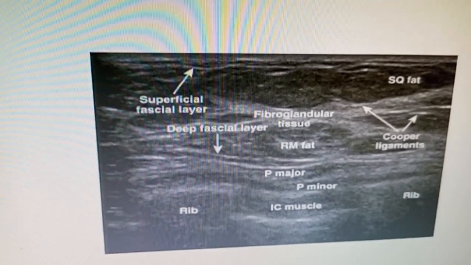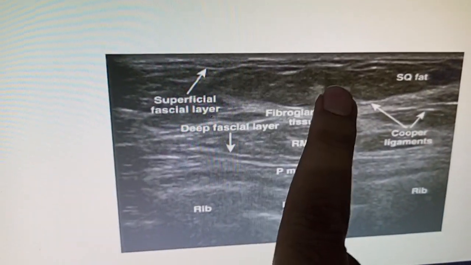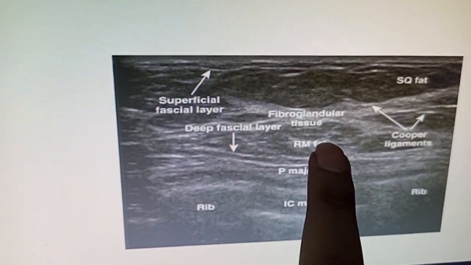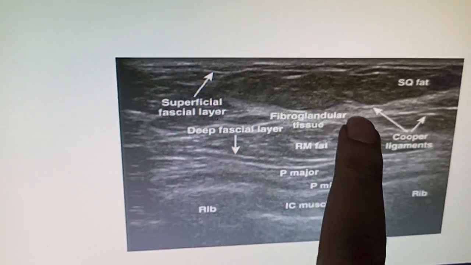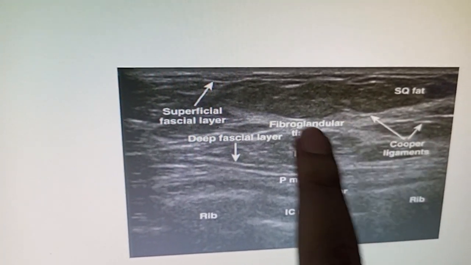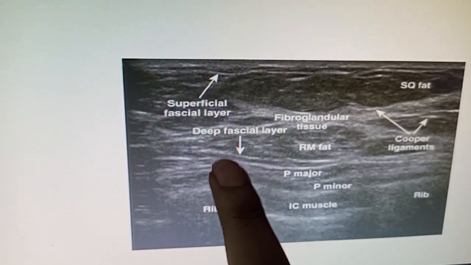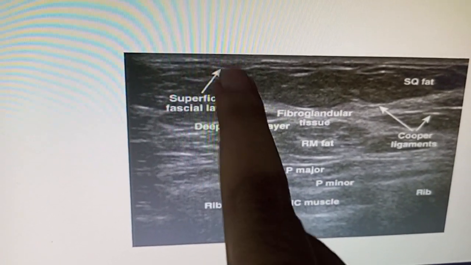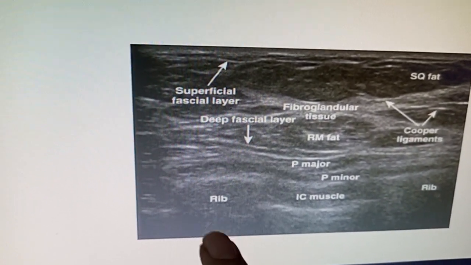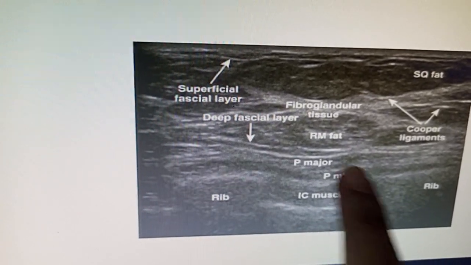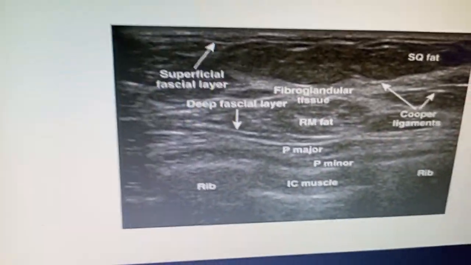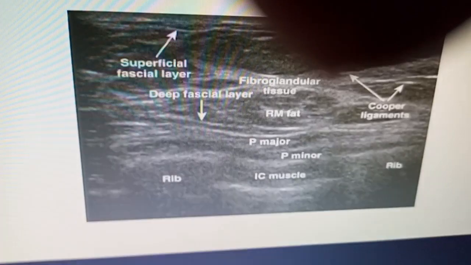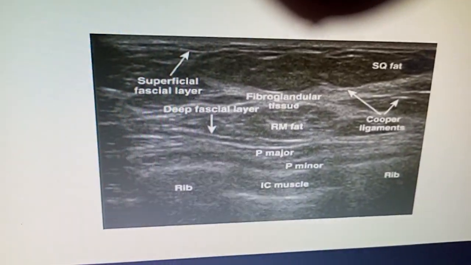I will show you. This is the subcutaneous fat, this is the retromammary fat, this echogenic area is the fibroglandular tissue, and this is the superficial fascial layer and deep fascial layer. These are the ribs, intercostal muscle, pectoralis major, and minor muscle. This is the normal anatomy of the ultrasound of the breast.